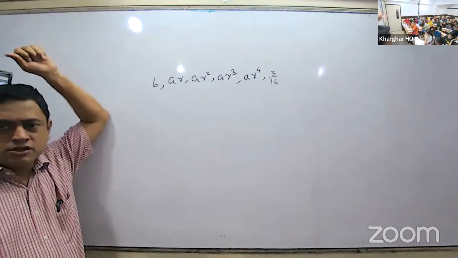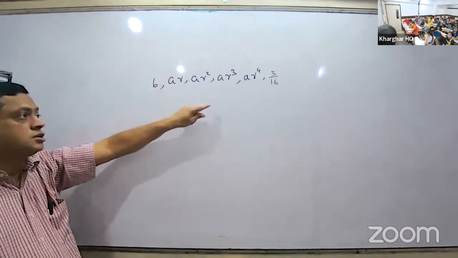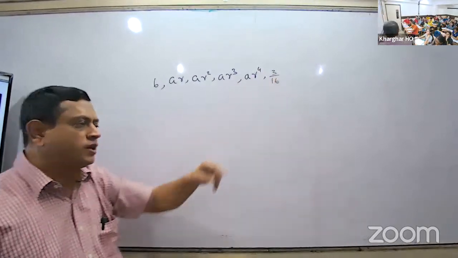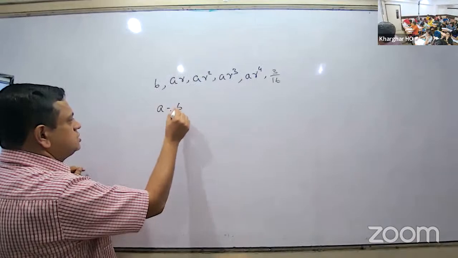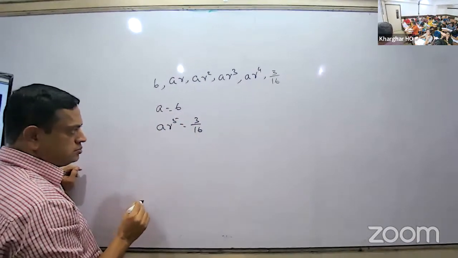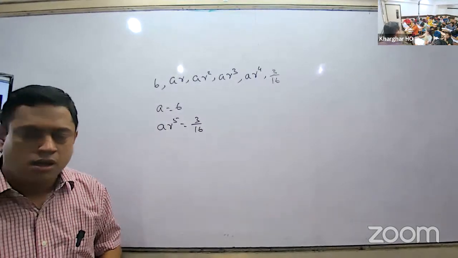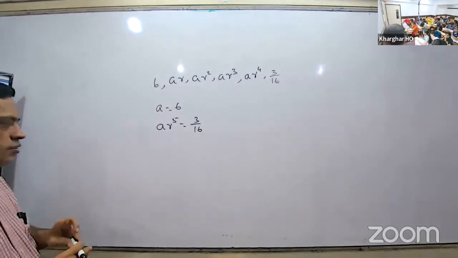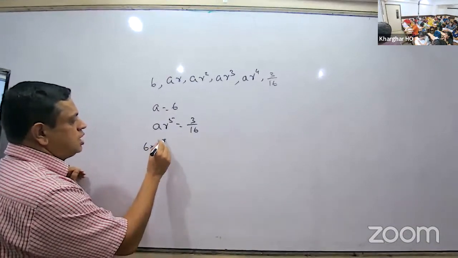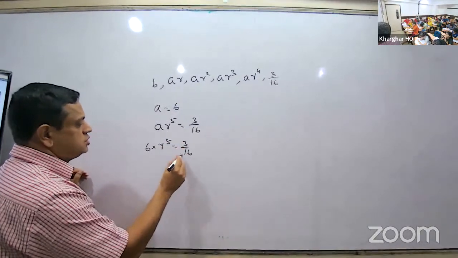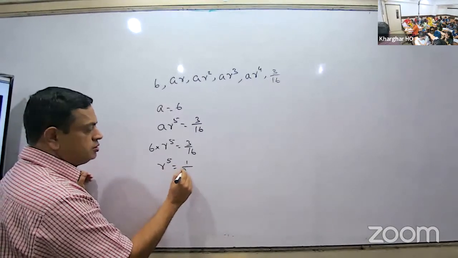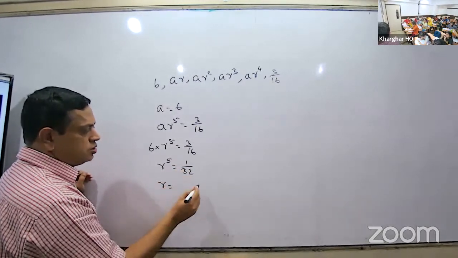Now, therefore, 3 by 16 is equal to AR raised to 5. Here A is equal to 6, so 6 times R raised to 5 is equal to 3 upon 16. R raised to 5 is equal to 1 upon 32. Therefore, R is equal to 1 by 2.